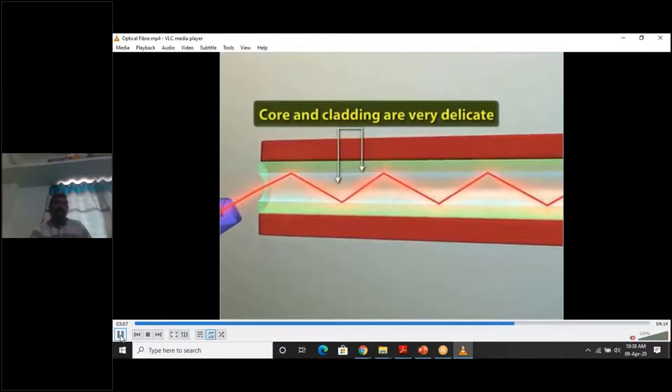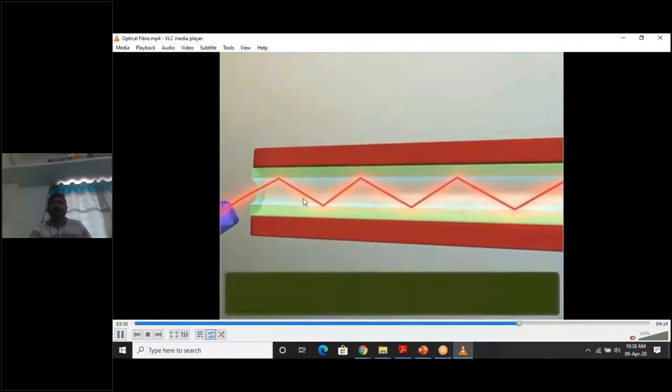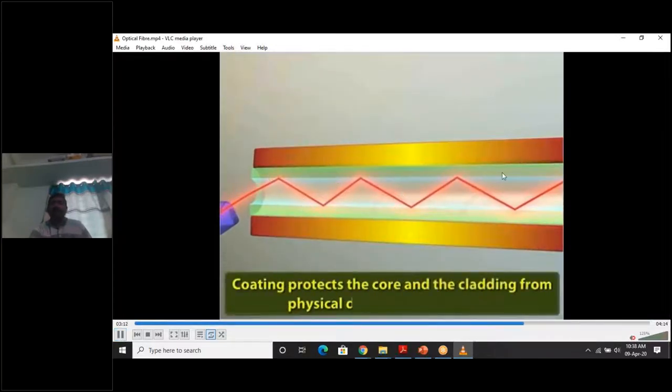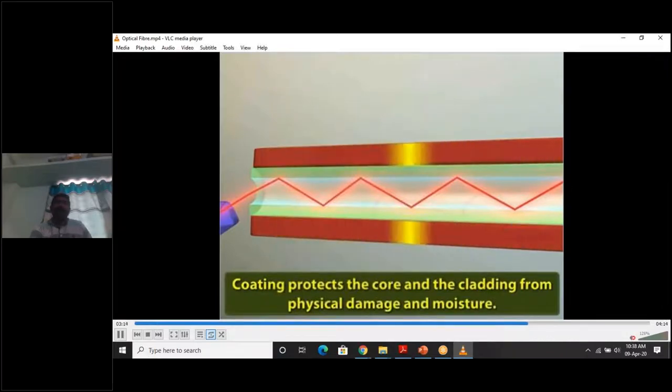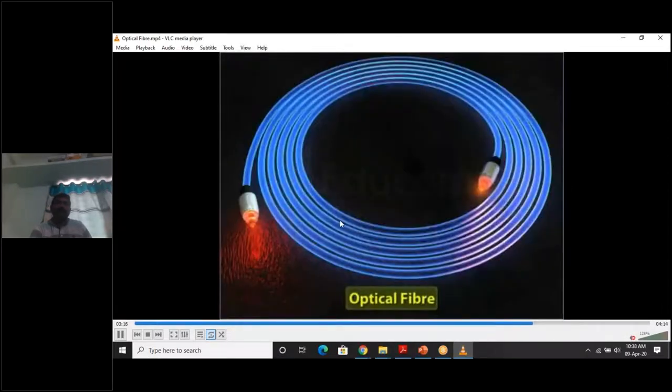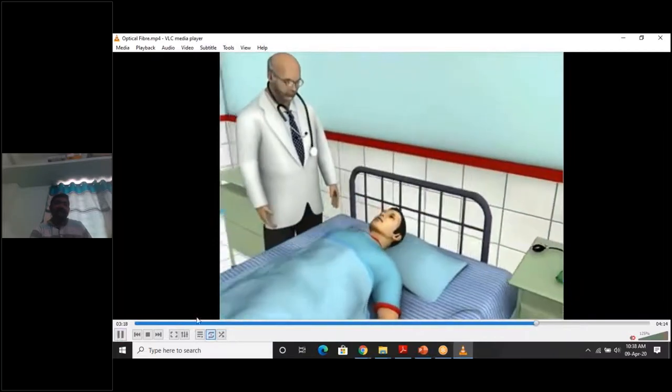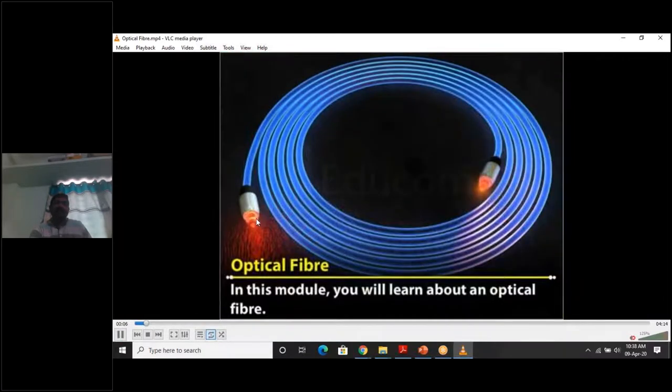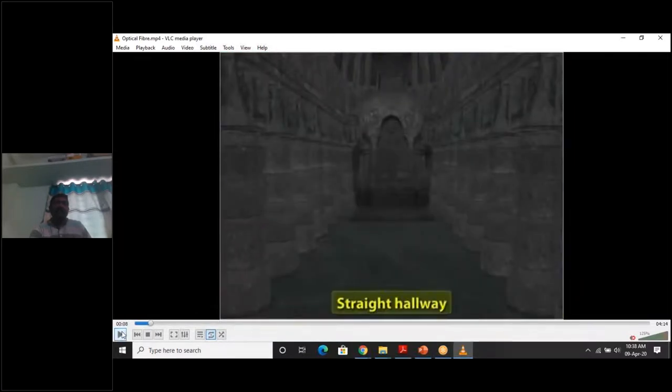Then only it will undergo successive total internal reflection, and the light ray will go from one end to the other end of the optical fiber. In this way the light ray will go from one end to the other end. Okay, so this is the principle and working of optical fiber.